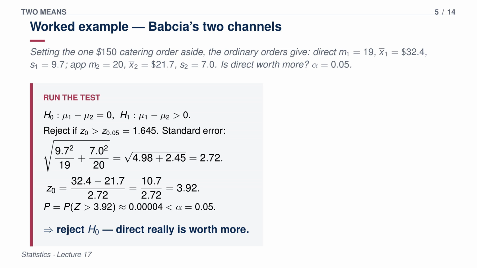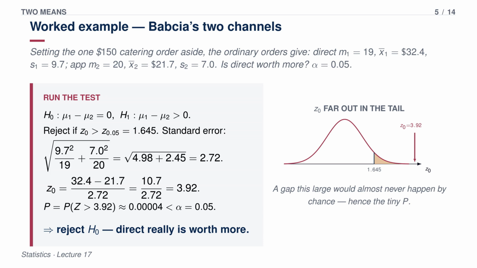The p-value, the chance of a gap this large if the channels were truly equal, is about 4 in 100,000. Look where the arrow lands in the picture, way out in the tail, far beyond the cutoff. So, reject H-naught. Direct orders really are worth more per order. The $11 gap is real. Question asked in week 3, answered in week 5.